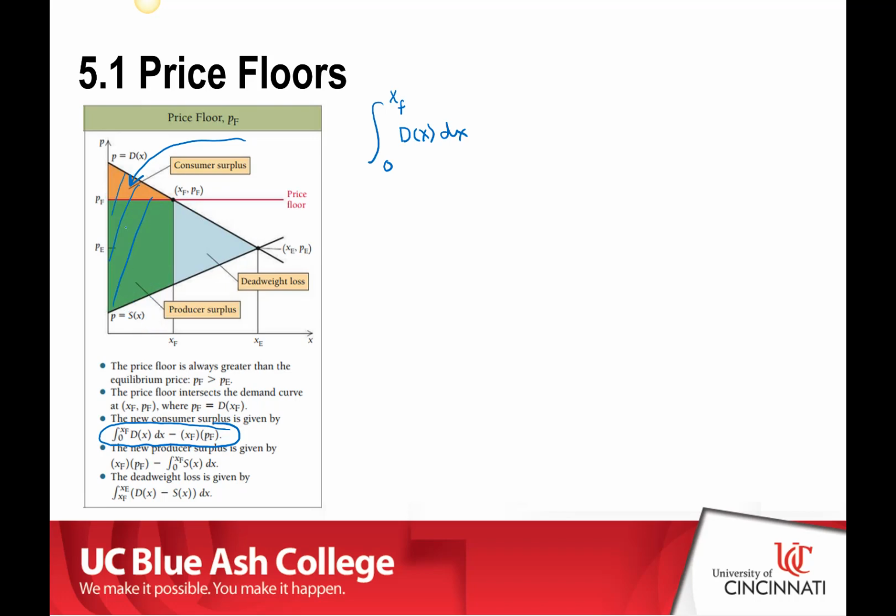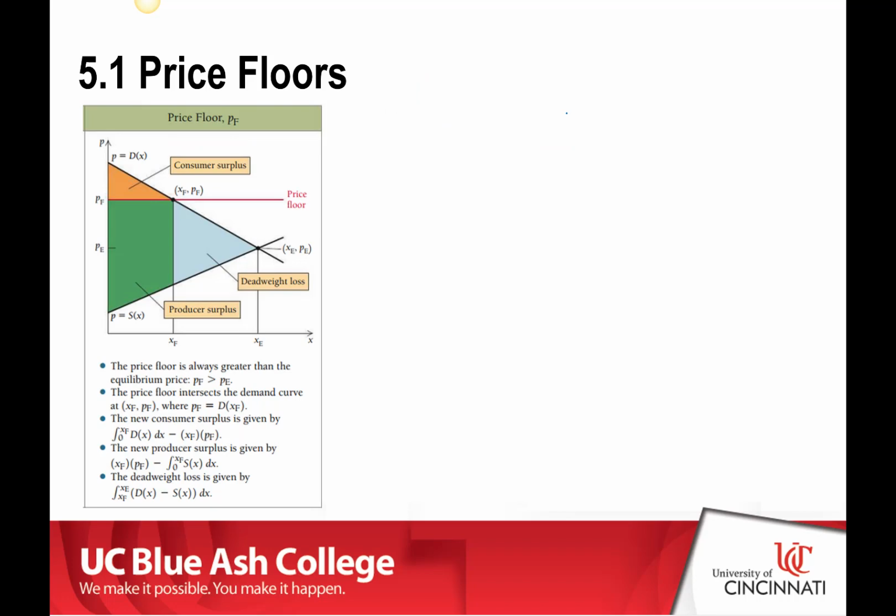Then to get just the orange area, we need to subtract off this whole area here. Well, this area here is going to be a rectangle with a width based on the number of units at the floor times the price at the floor. So this looks very, very similar to the consumer surplus that we did earlier. The only difference is we're changing our upper limit, and we are changing the values for the rectangle.